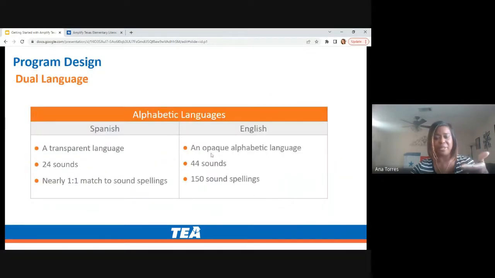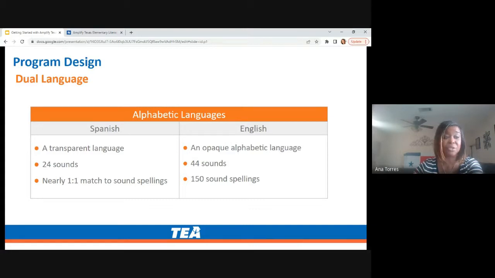Before we move into that, let's look at the science of teaching reading in dual language. Based on research, developing reading proficiency in both English and Spanish follows a very similar framework or structure. In both languages, instruction was focused on developing both language comprehension and word recognition. In Amplify Texas, there are some differences in the approach to word recognition simply based on the orthographic transparency of each language. Let's take a look at this chart.